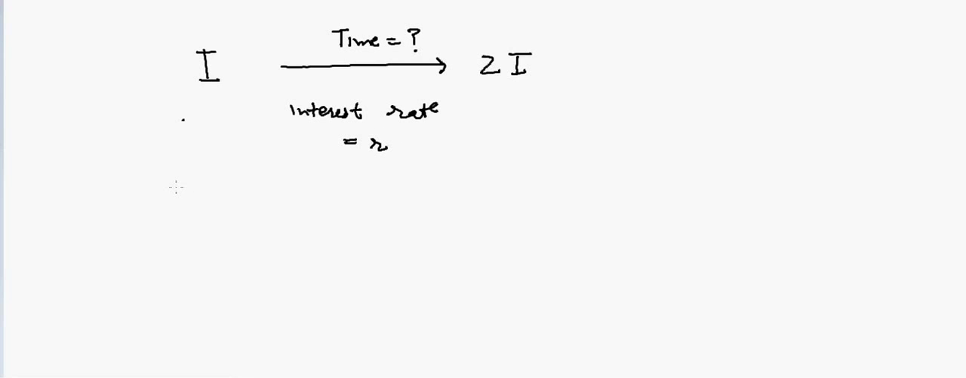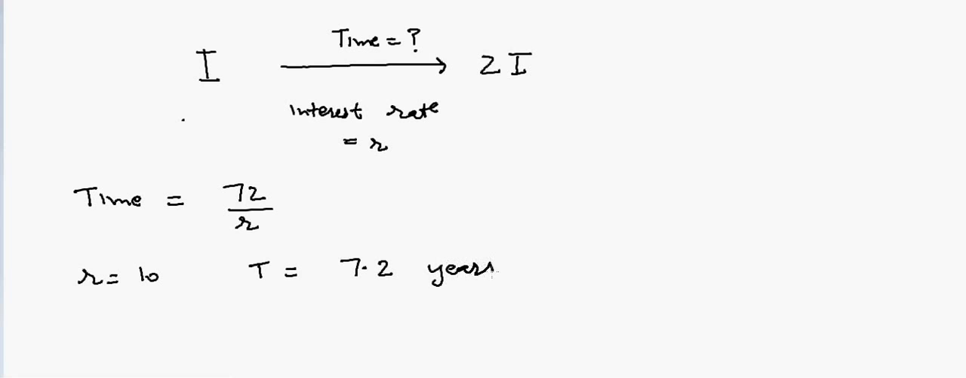There are certain ways to calculate this, but if you use this trick, the approximate time can be calculated very easily, and the time will be equal to 72 divided by r. So for example, if rate is 10, then time will be equal to 7.2 years. If rate is 20, then time will be equal to 3.6 years.